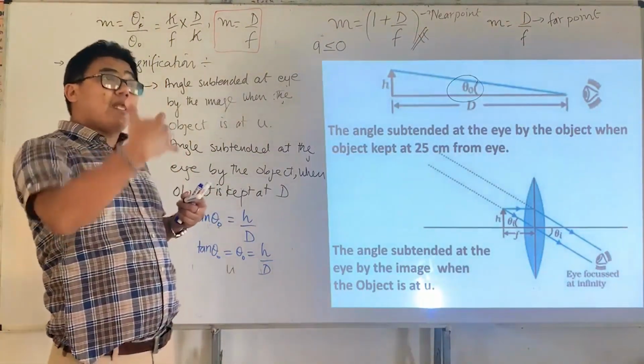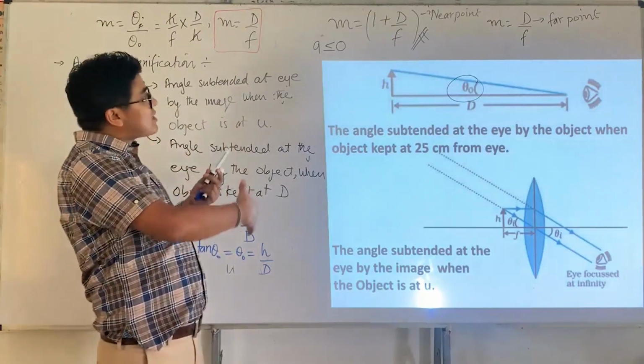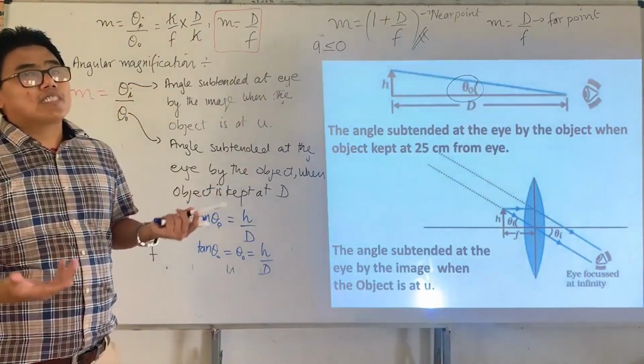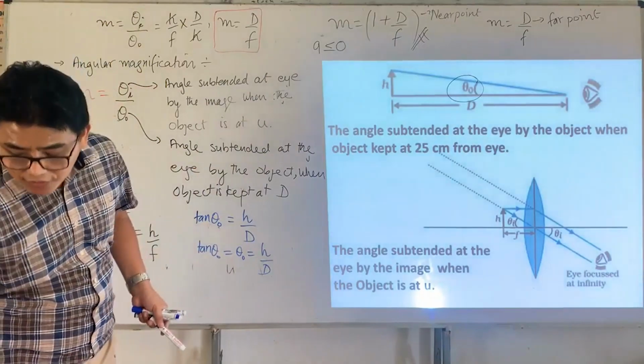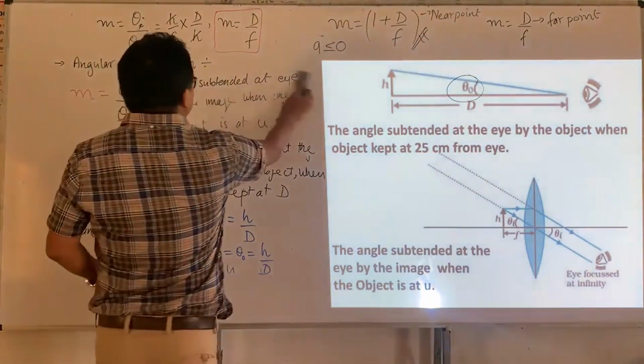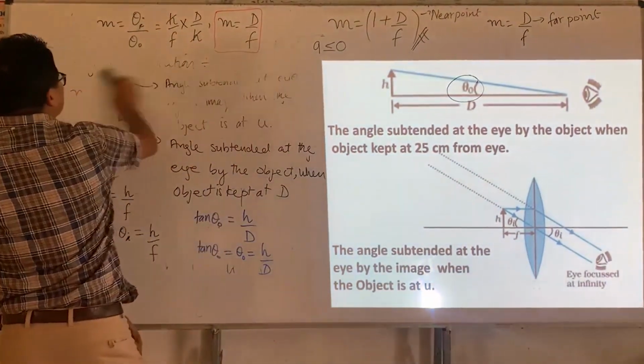So the magnification is limited only up to 9 or 7, whatever, right? It's very difficult to go beyond 10. Alright, so this is a limitation of the simple microscope.